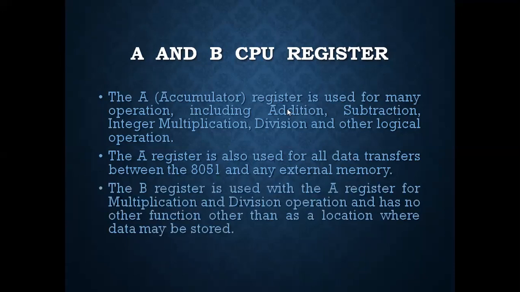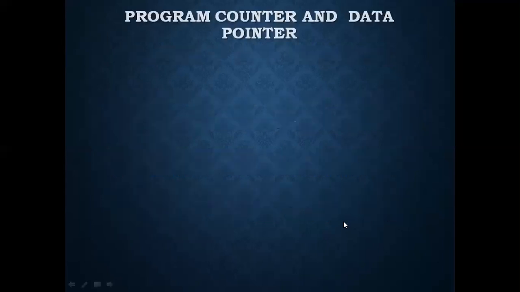Now, as we are saying, the B register is used only with the accumulator register or A register for multiplication and division operations. This is very important. This B register has no other functions other than multiplication and division, and it cannot be used alone. It must be used with the A register. This is very important for the B register. This data can be stored into this accumulator.